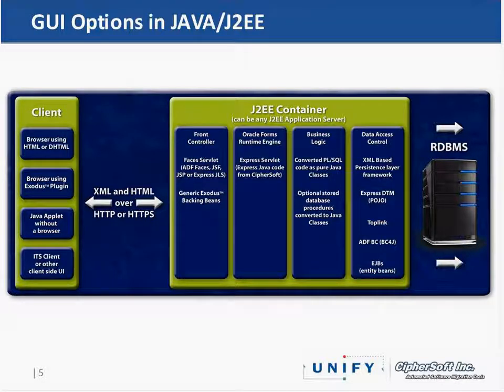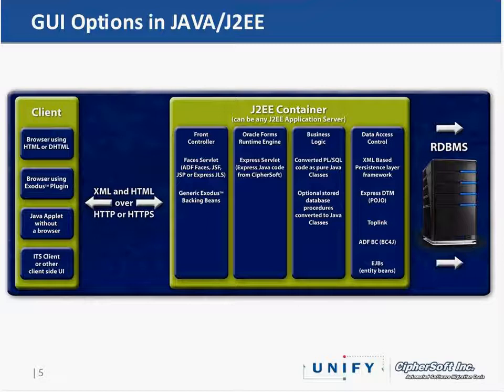But for today's webinar, we're going to focus on the client options on the left-hand side of the diagram. And you can see that there are four. Those are a browser using HTML or dynamic HTML, a browser using a plugin, a Java applet without a browser, and then the fourth one is an ITS client or other client-side user interface. So the option you choose will determine whether the GUI is displayed as HTML or XML.